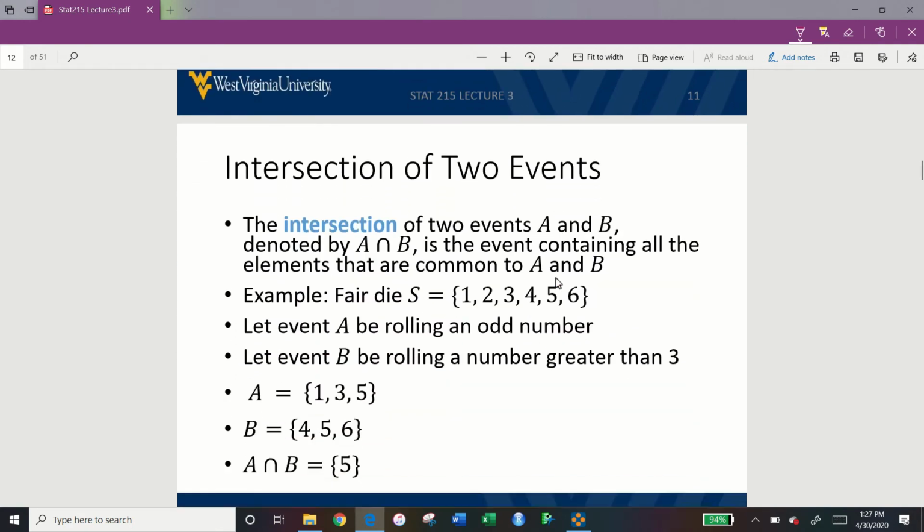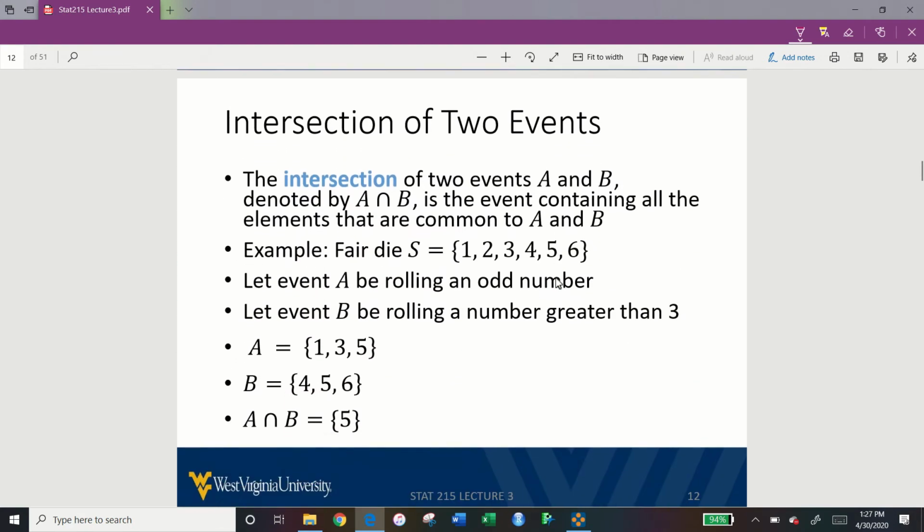Now we've looked at the rule for the complement, let's take a look at the rule of intersection. The intersection of two events, A and B, is often denoted by A, and we have this opposite of the U, which I'll just refer to as intersection, B. And it is the event containing all the elements that are common to A and B.